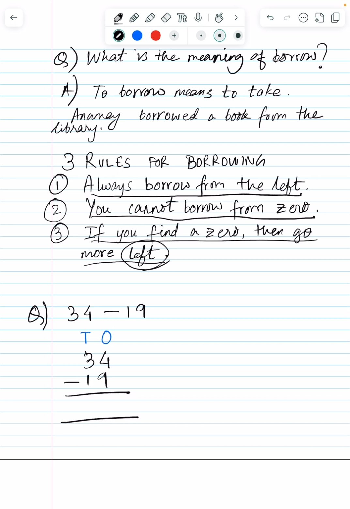In the left we have a 3. If we borrow 1, 3 becomes 2. And now because we have borrowed, 4 will become 14. Now we will do 14 minus 9, which is equal to 5. And 2 minus 1 is equal to 1. So 34 minus 19 is equal to 15. So you should remember the first rule, always borrow from the left.